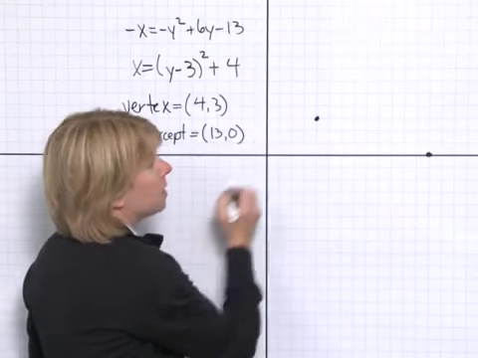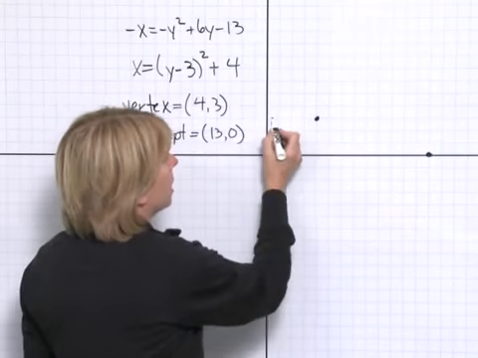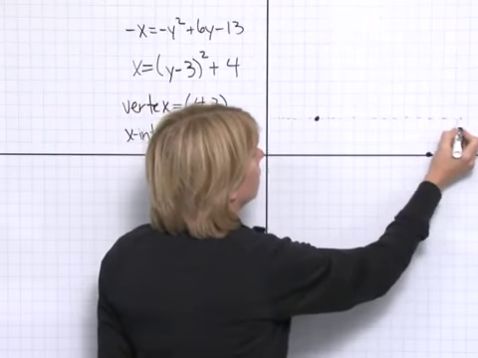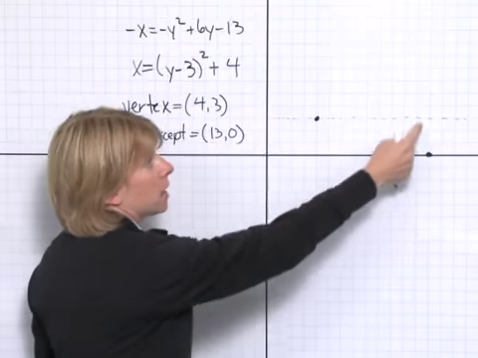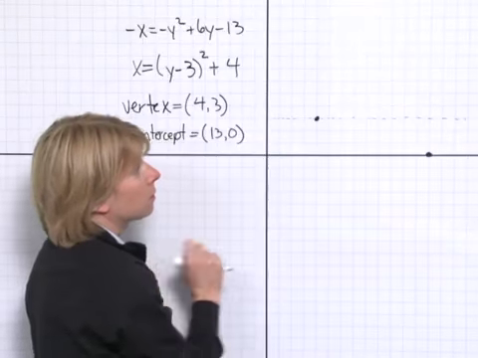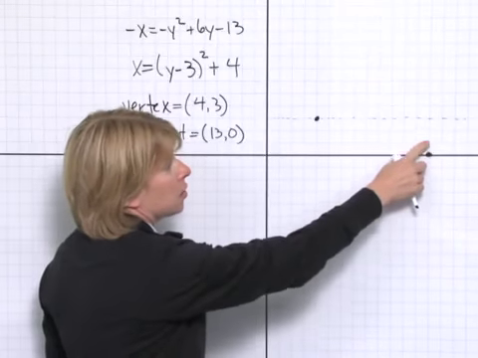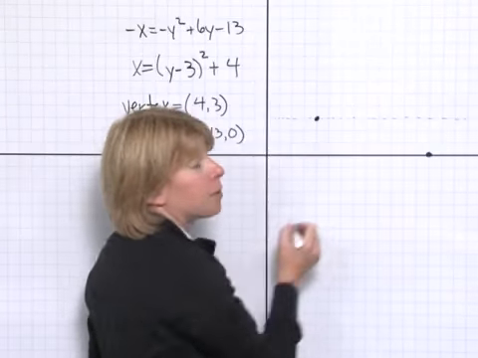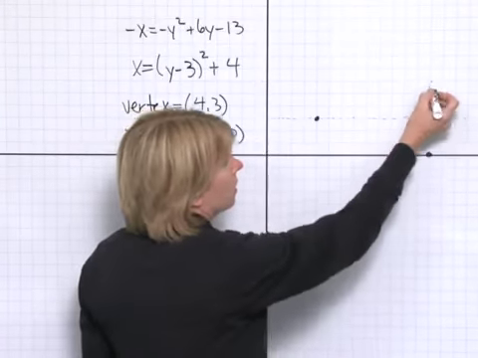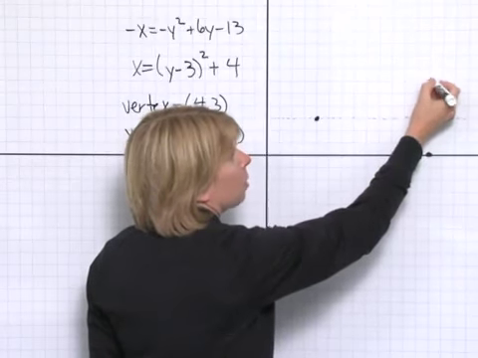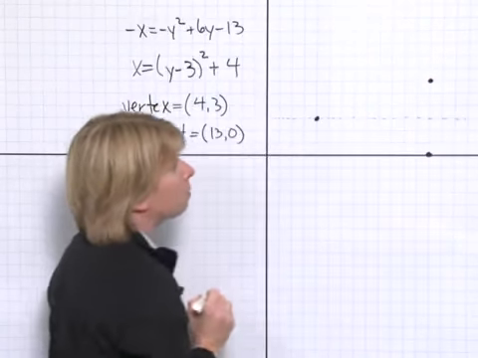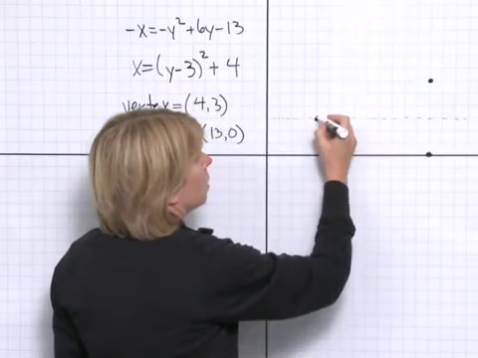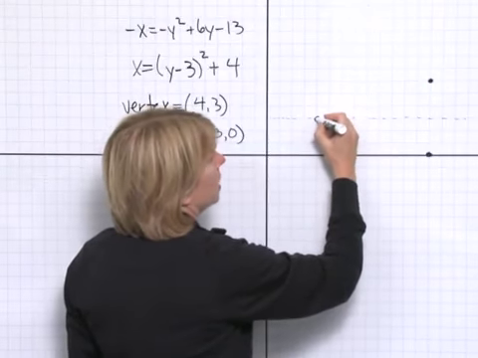And remember, through the vertex we can draw a dashed line, and our parabola will be symmetric about that line. And that will help me get another point up here. Notice this point is 3 units away from that axis of symmetry. If I go 3 points up from the axis of symmetry, I can find that the parabola would go through that point. So our parabola is this sideways U shape.